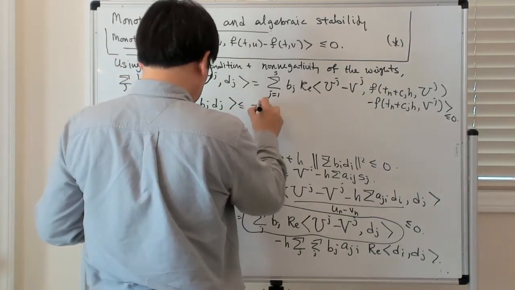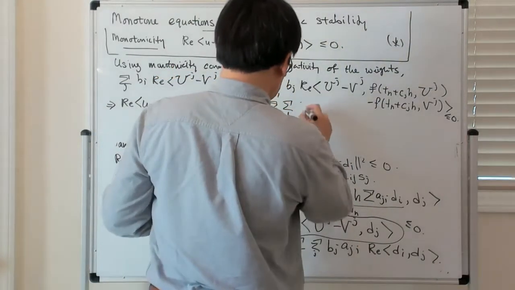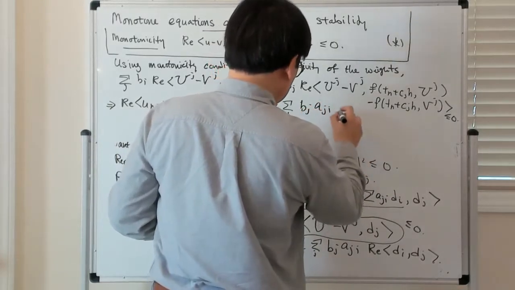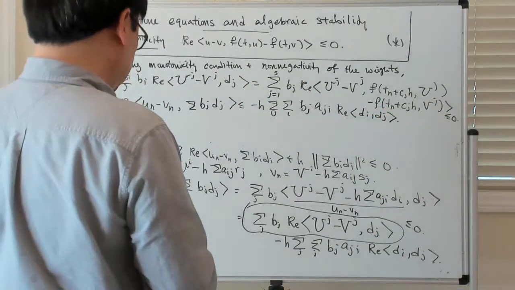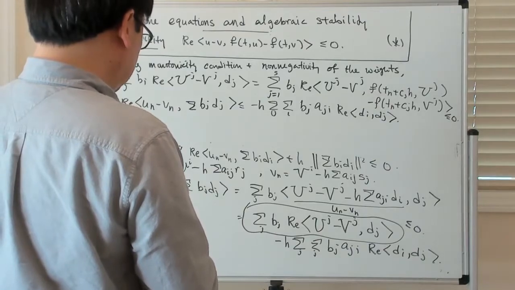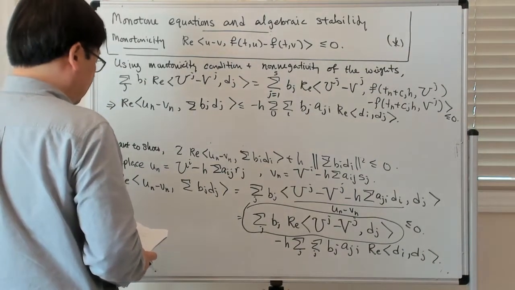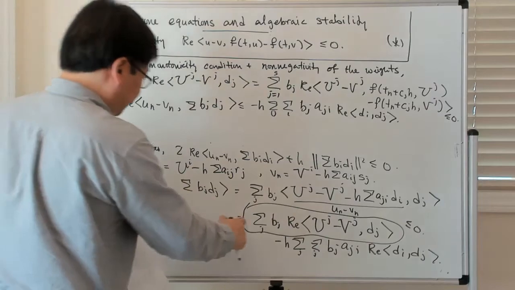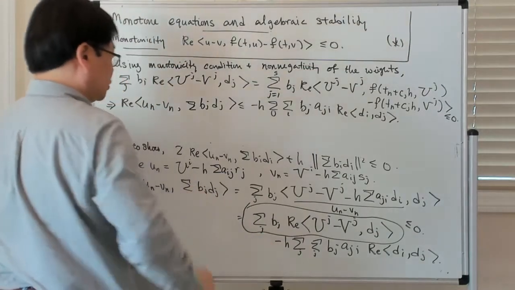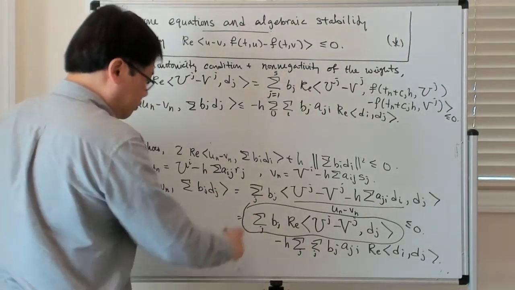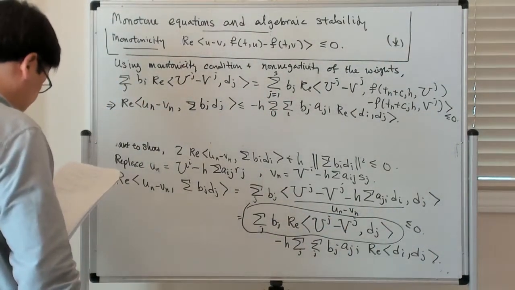Okay, so it's less than or equal to minus h sum over j, sum over i of b_j a_ji, the real part of ⟨d_i, d_j⟩. Right? So the fact that this is non-positive implies that this term here has to dominate this term, because they had an equality before with this non-positive term here. Okay. All right.